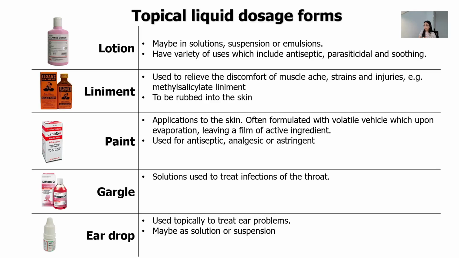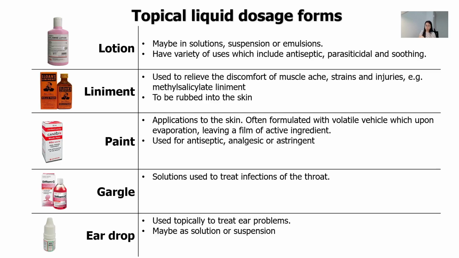Another example is what we call paint. Paint is seldom used nowadays, but there are one or two examples, like the Castellani paint, which we can apply on the skin. After the vehicle evaporates, it will leave a layer of the active ingredient or the drug on top of the skin, which is usually used as an antiseptic, or as an analgesic, which is pain relief, or as an astringent.